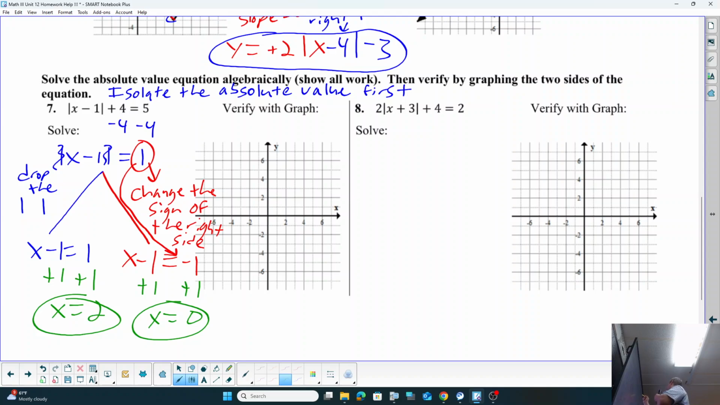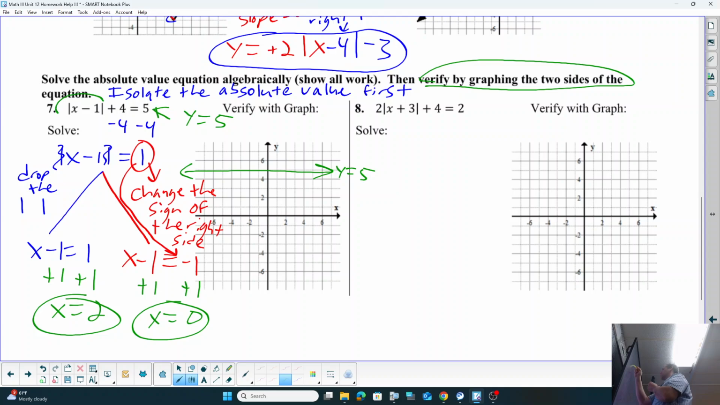And then we also verify by graphing the two sides. This side of the equation is going to be y equals 5, which is a horizontal line all the way across. And over here, we have y equals the absolute value of x minus 1 plus 4.